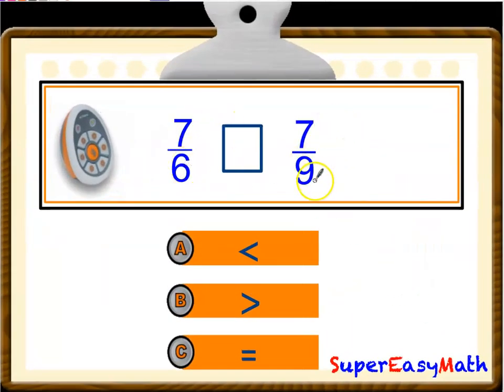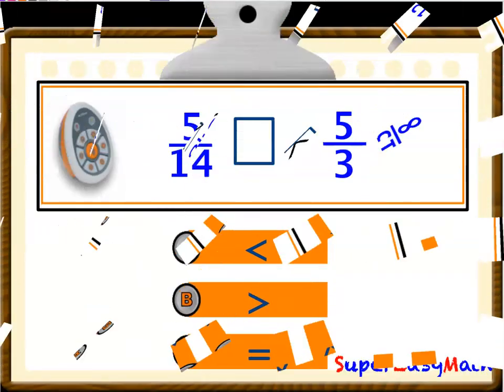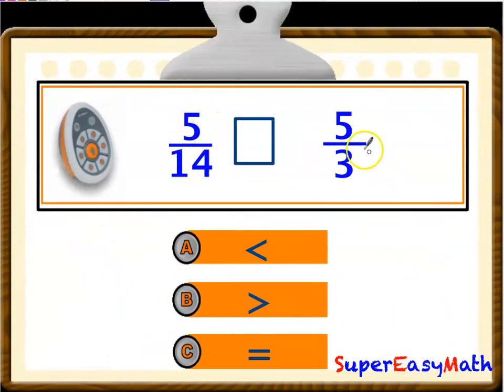7 over 6 and 7 over 9. So same numerator 7. Look at the denominator. The smallest denominator corresponds to the greatest fraction. Same numerator 13, so the smallest denominator 5 belongs to the greatest fraction. 5 over 14 and 5 over 3, so same numerator 5, the smallest denominator 3 belongs to the greatest fraction.